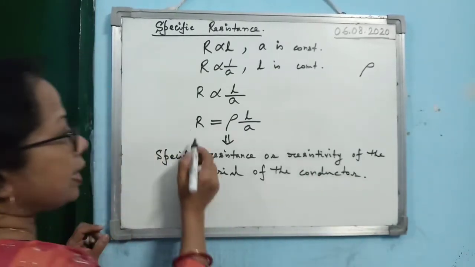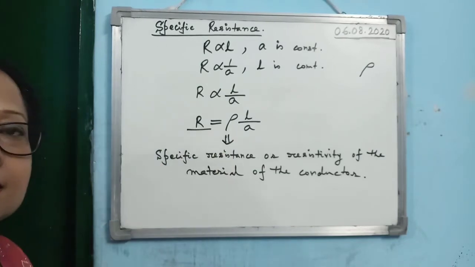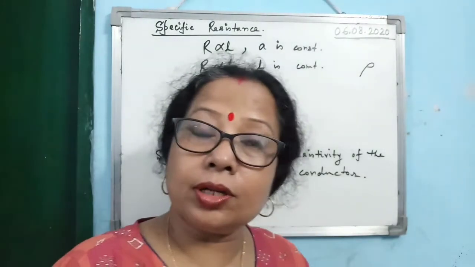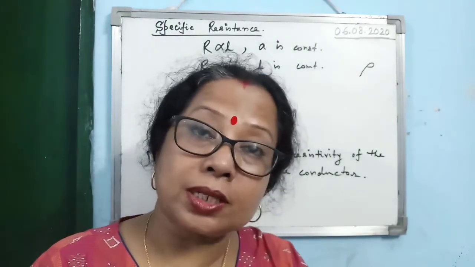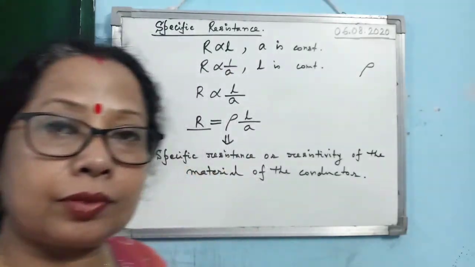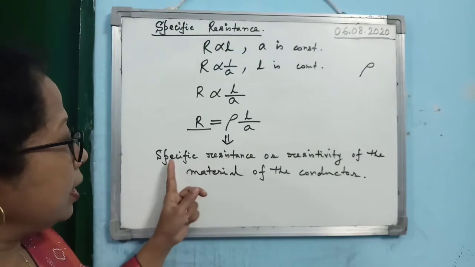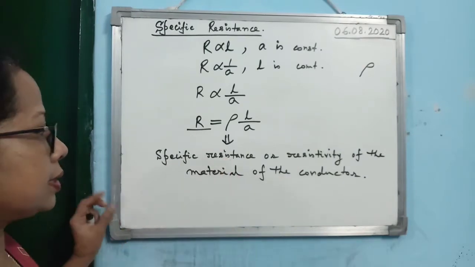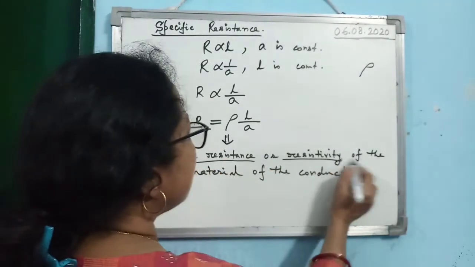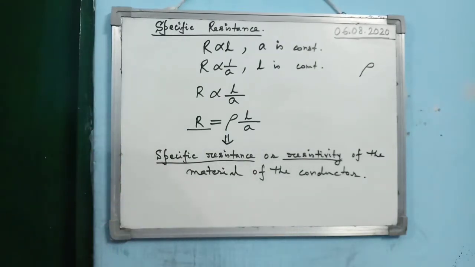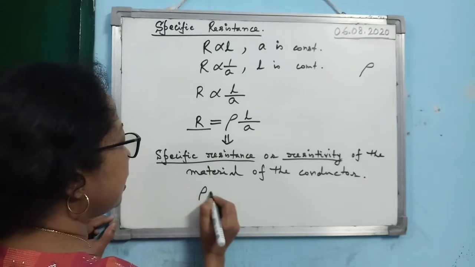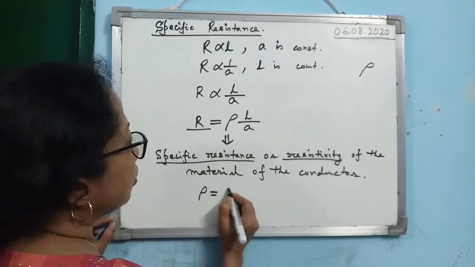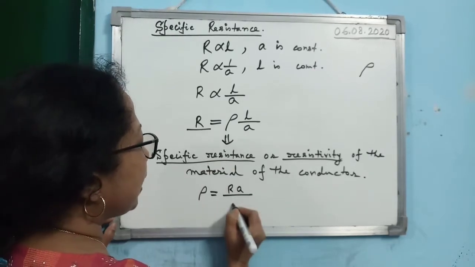So you see, when I said resistance, resistance is of the conductor. I have not said that resistance is the resistance of the substance of the conductor or material of the conductor. But here, the specific resistance or resistivity, both terms we use, of the material of the conductor. Now from this relation, rho is equal to R into A by L.